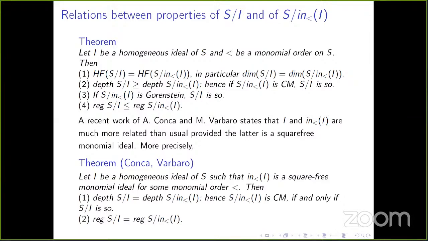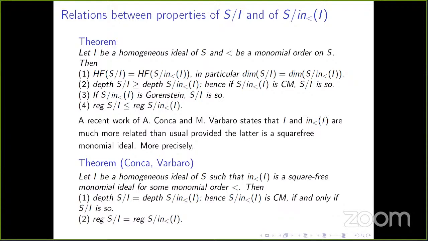Precisely, they proved that if I is a homogeneous ideal of S such that the initial ideal is a square-free monomial ideal for some monomial order <, then the depth of S/I is the same as the depth of S/in(I). Hence, S/in(I) is Cohen-Macaulay if and only if S/I is so.